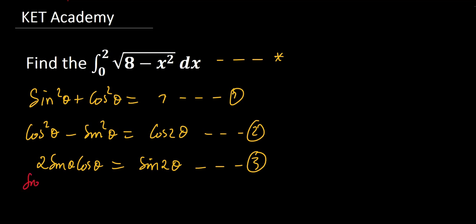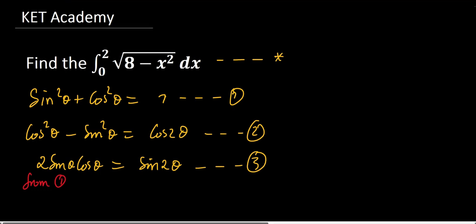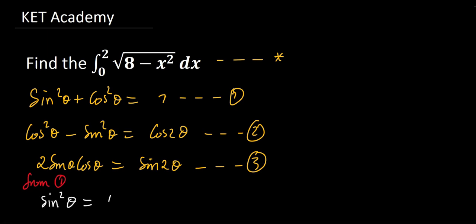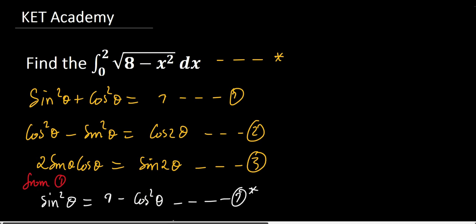We say from equation 1, we notice that sine squared theta can be expressed as 1 minus cos squared theta, right? This is from equation 1. We can call this equation 1 star because that was derived from equation 1.